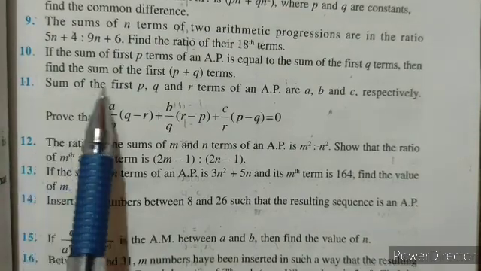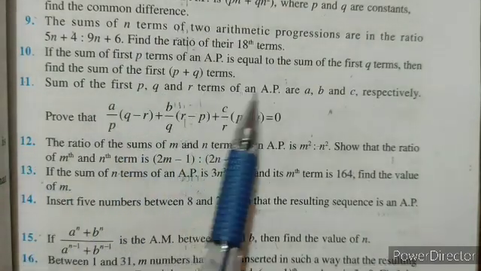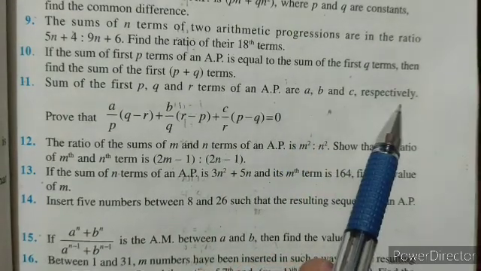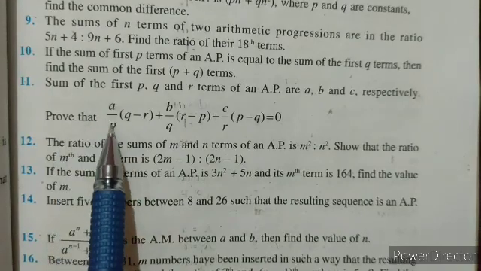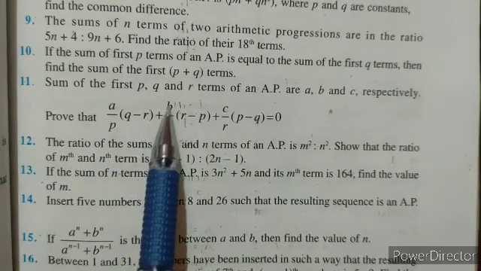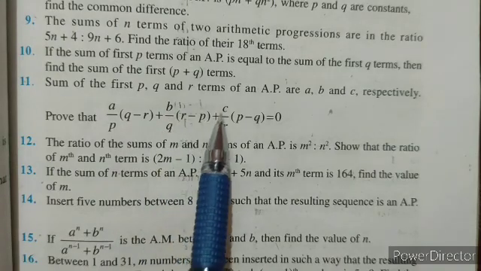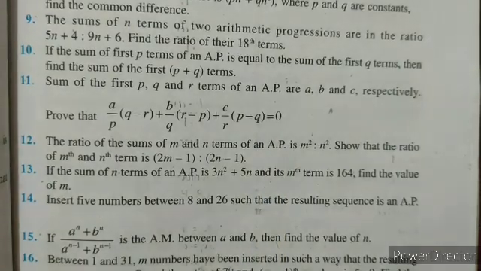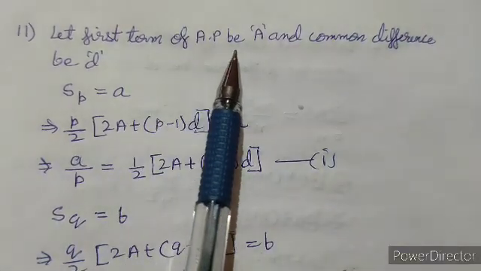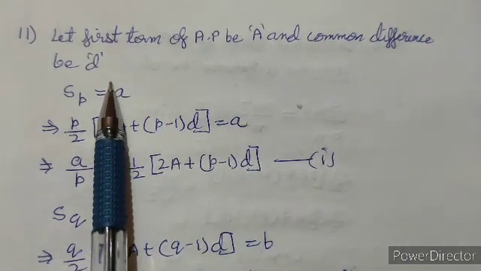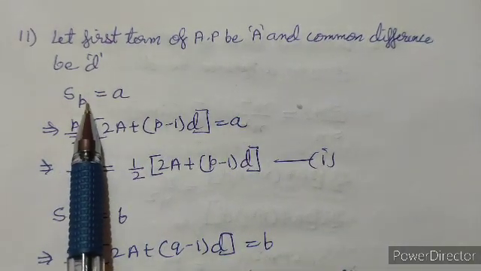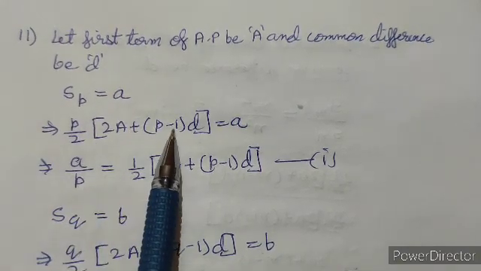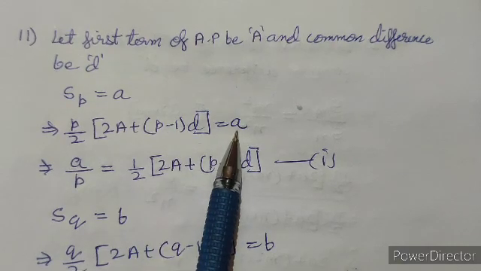Now in 11th question, the sums of the first p, q and r terms of the AP are given to us as a, b and c respectively. Now we have to prove that a upon p into (q minus r) plus b upon q into (r minus p) plus c upon r into (p minus q) will be equal to 0. Now let the first term of AP be a and common difference be d. Here the sum of first p terms is given to us as a, that is p upon 2 into 2a plus (p minus 1)d will be equal to a.